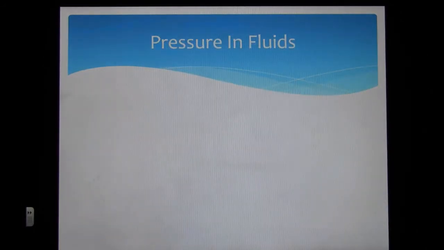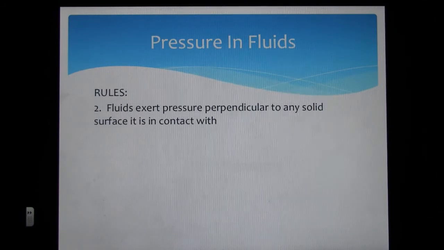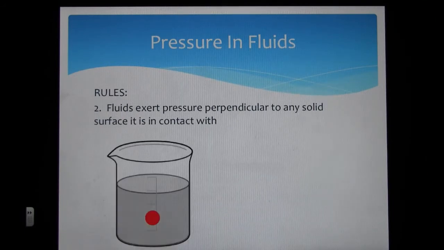It is also important to understand that fluids exert pressure perpendicular to any surfaces they are in contact with. For example, if a small ball is placed in a fluid, the fluid will exert pressure in all directions on the ball, but always perpendicular to the surface. If you submerge your body under water or within another fluid, then that fluid will always exert pressure perpendicular to the surface of your body.